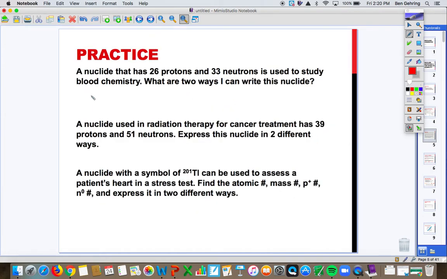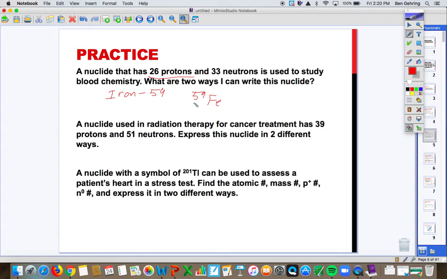So here we go. A nuclide that has 26 protons and 33 neutrons is used to study blood chemistry. What are the two ways I can write this nuclide? So first, what is this element? I have 26 protons. Check your periodic tables. We know that 26 protons means the atomic number is 26, and if I look at the periodic table, atomic number 26 indicates it's iron. So I have iron, and then 26 plus 33 is 59. So I have iron 59, or I can write that as 59 Fe.